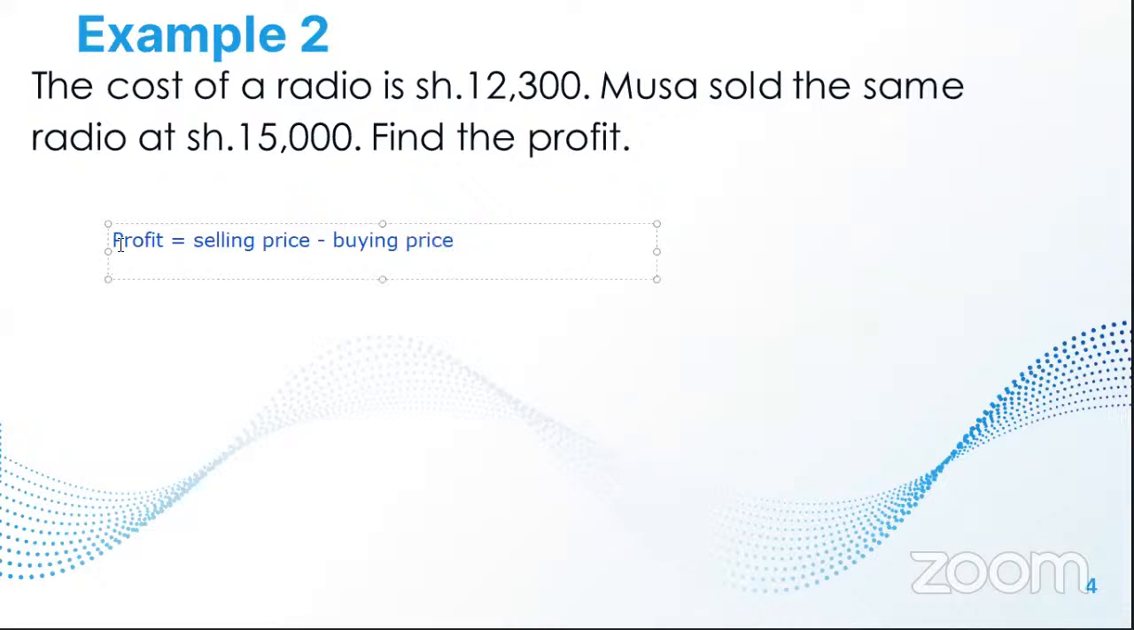Yes, teacher. Now, in this step, because you are looking for profit, you come and write profit equals. So what is the selling price according to the question? You write it first. According to the question, which amount of money is the selling price? 15,000. There you come and write 15,000 shillings. Take away, what is the buying price according to the question? 12,300. 12,300 shillings. So you write it like that. Now, if you write it like this, it is not easy to subtract, isn't it?